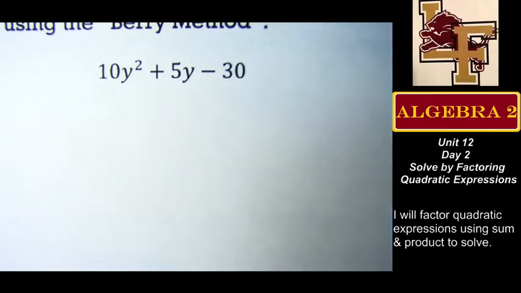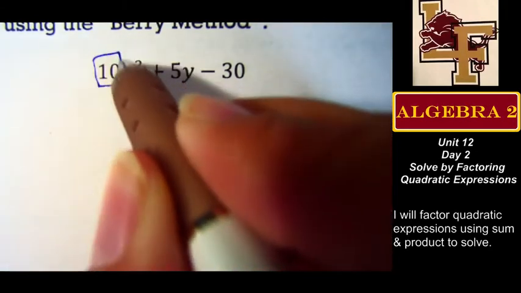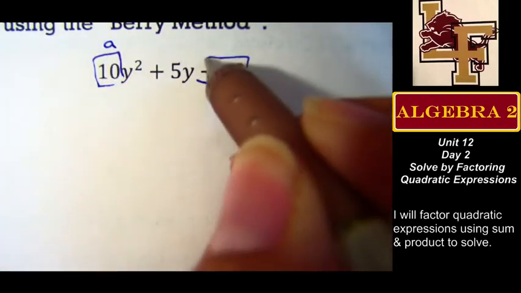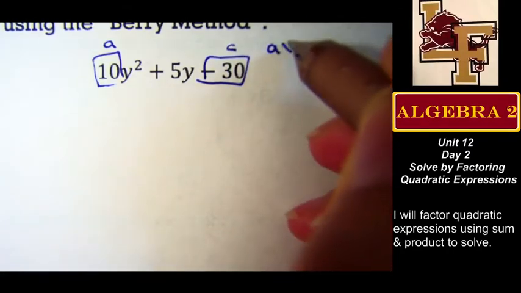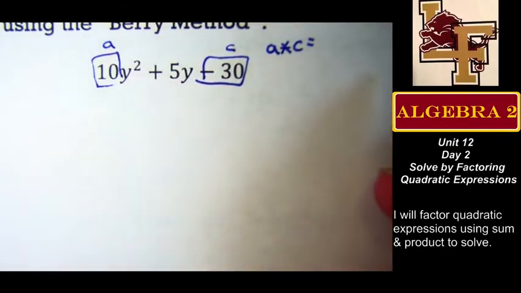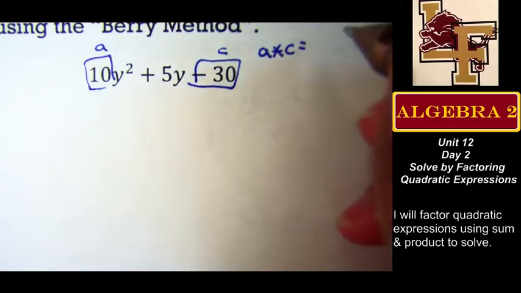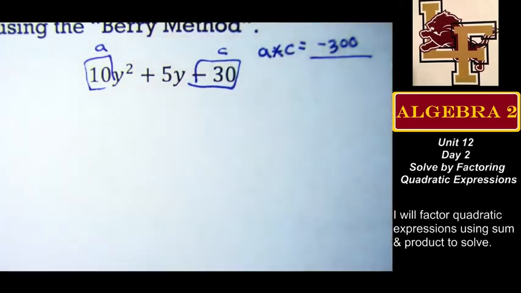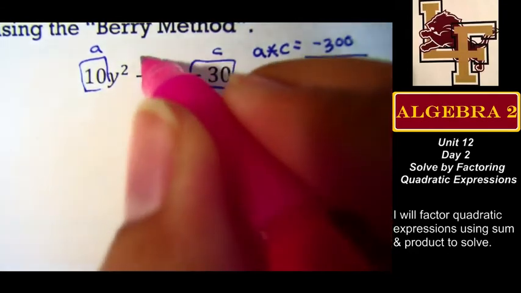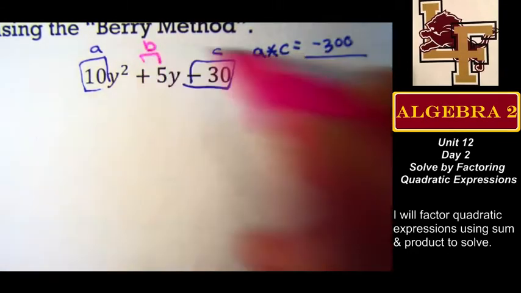Game stays the same. A and C. A times C is a big number, which is negative 300. So we want to think, what are the factor pairs of negative 300 that, when I add, give me a positive 5?